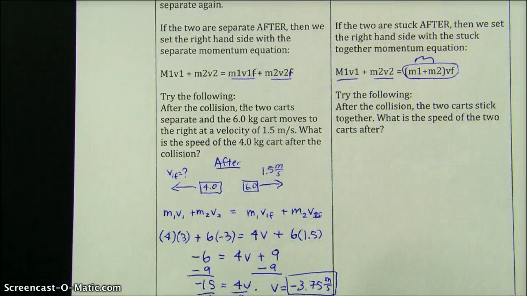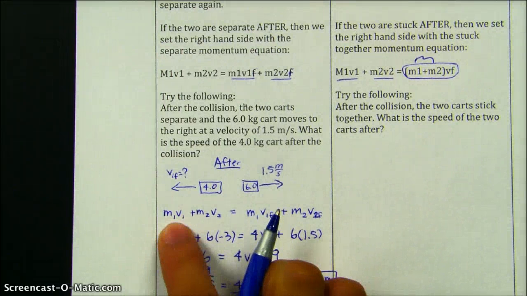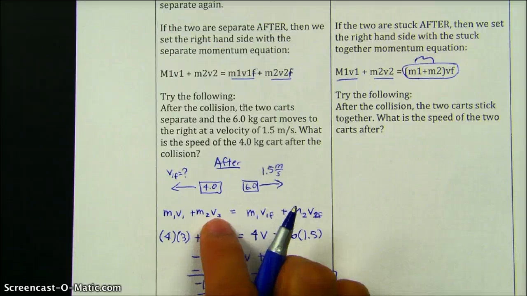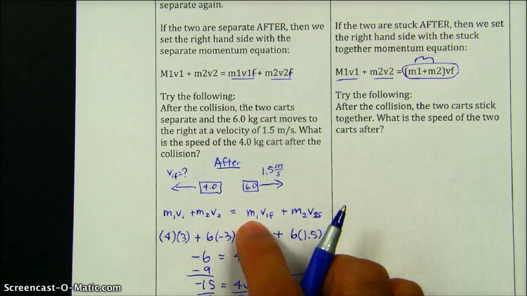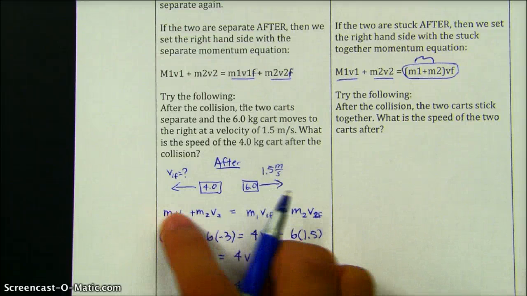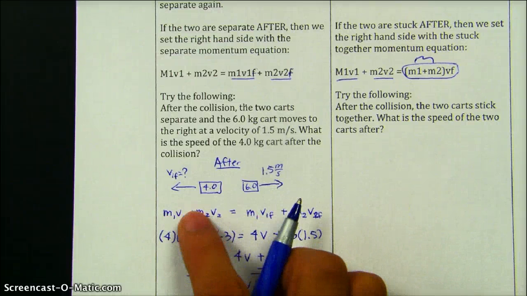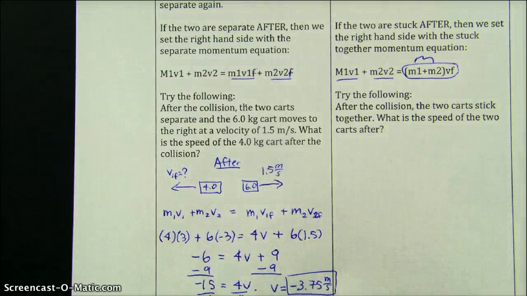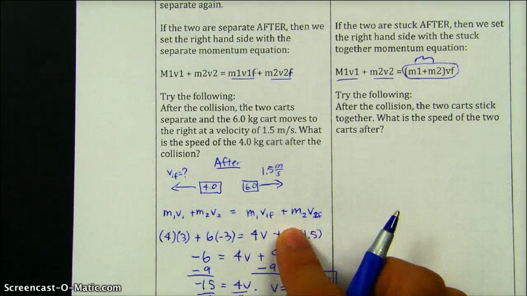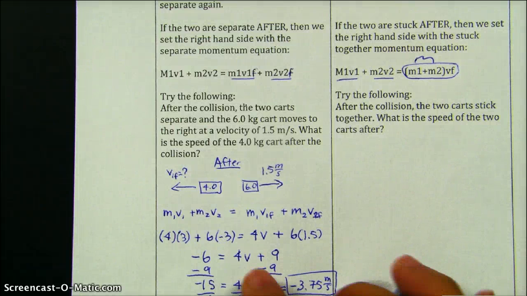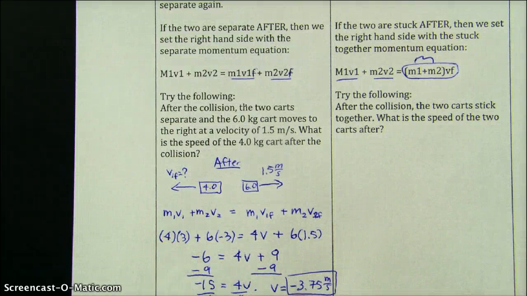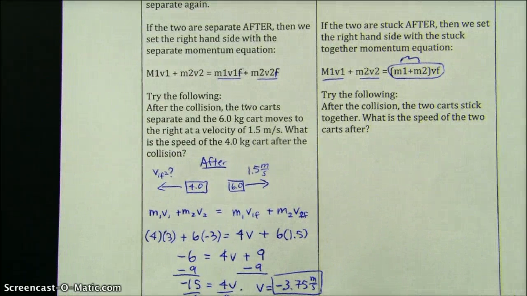Let's review. Before they bounce off, they were separate. So I have a momentum 1 and a momentum 2. After they bounce off, again, there's momentum 1 and momentum 2. That's why the equation looks like this. Everything on the left-hand side is before the collision. Everything on the right-hand side is after the collision. So everything we plug in here is before, everything we plug in here is after. So let's try if they were stuck together then.